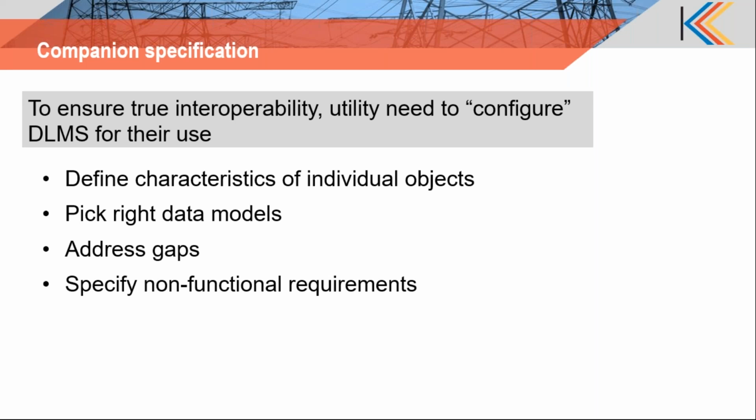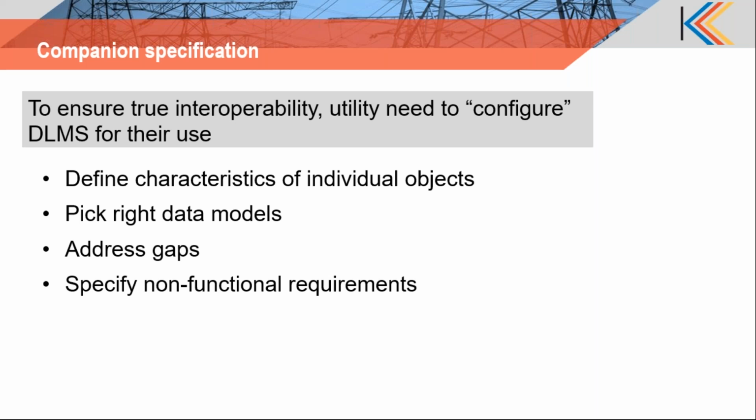There is a standard provision in DLMS itself. DLMS allows for utility-specific or country-specific extensions. So there are ranges of OBIS codes reserved for utilities and for countries that can be utilized to define such gaps or utility- or country-specific additions.